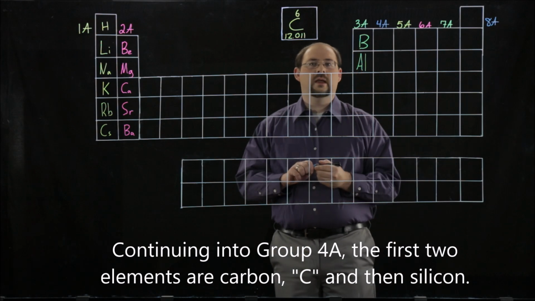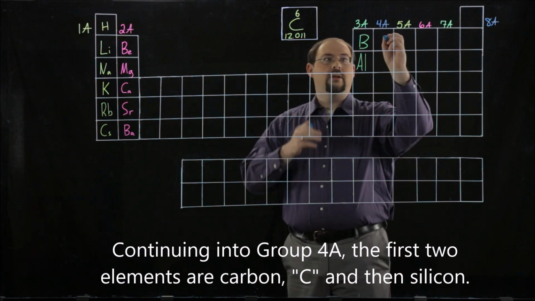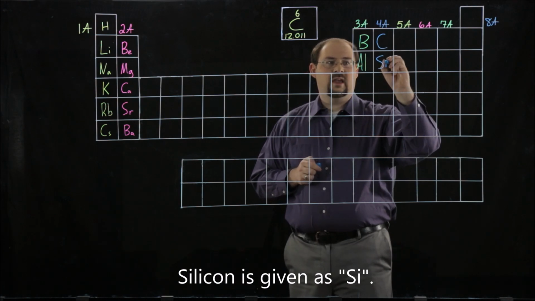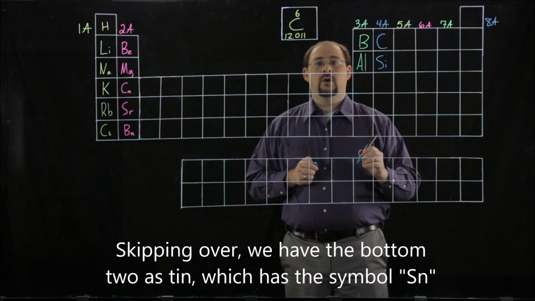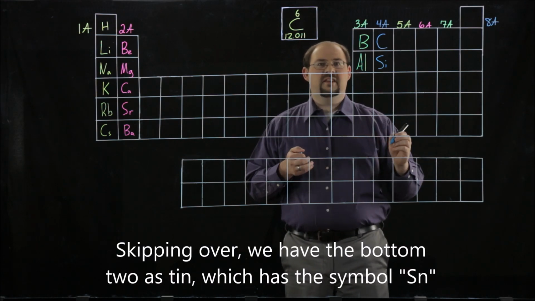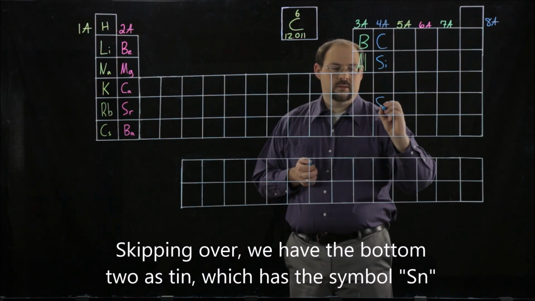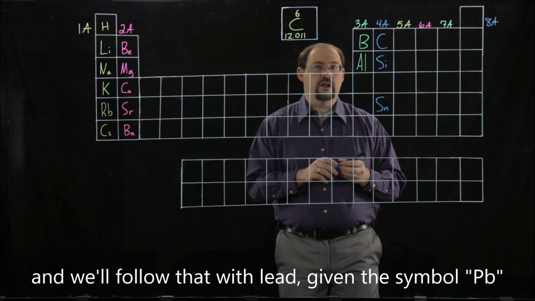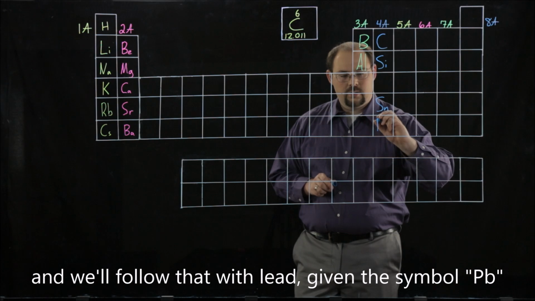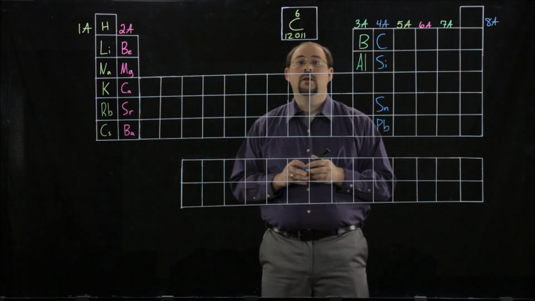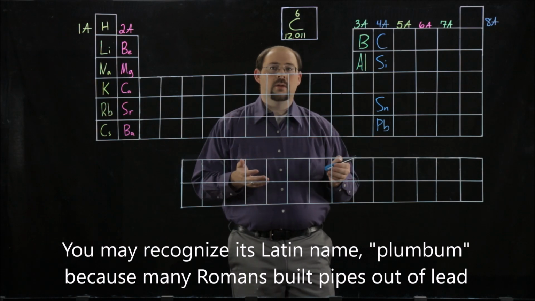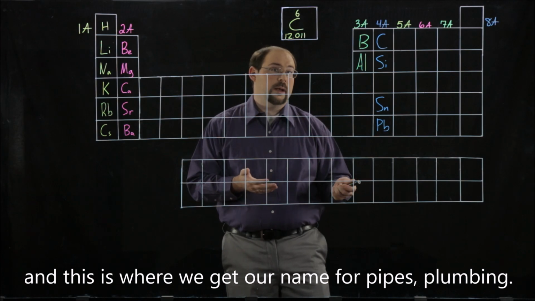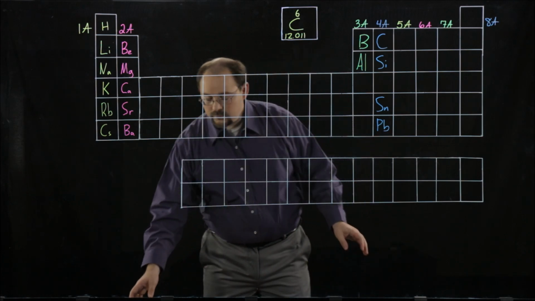Continuing into group 4A, the first 2 elements are carbon and then silicon. Silicon is given as Si. Skipping over, we have the bottom 2 here as tin, which has the symbol Sn. This comes from its Latin name stannum, and we'll follow that up with lead, given the symbol Pb. You'll recognize its Latin name plumbum because many of the Romans built their pipes out of lead, and this is where we get our own name for pipes, plumbing.